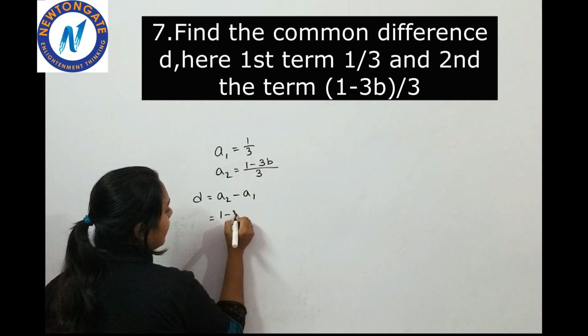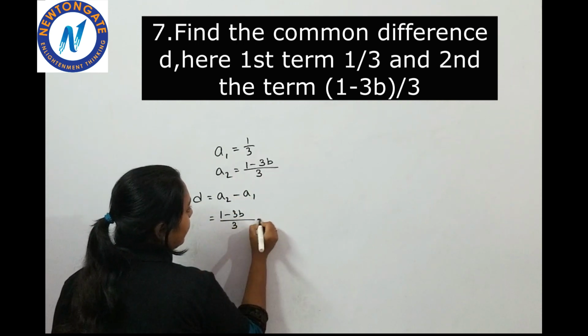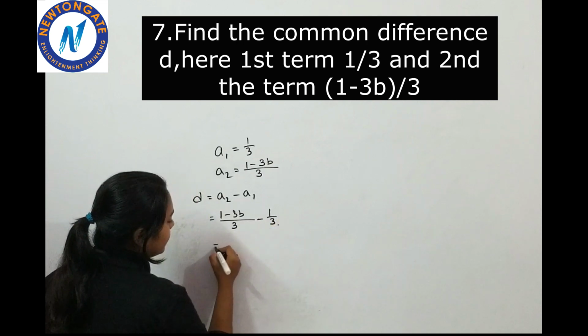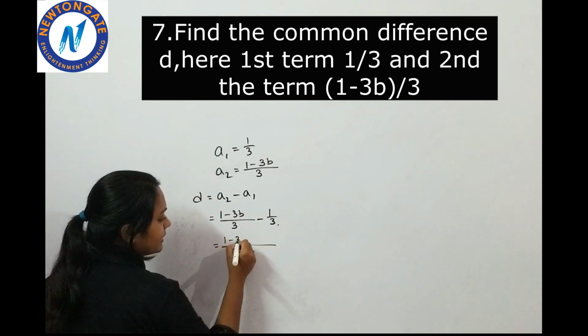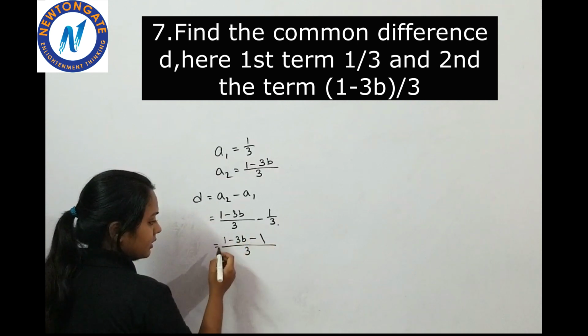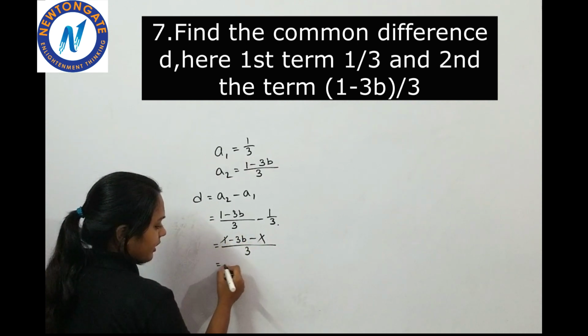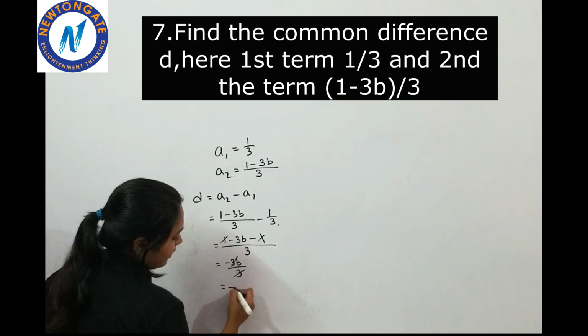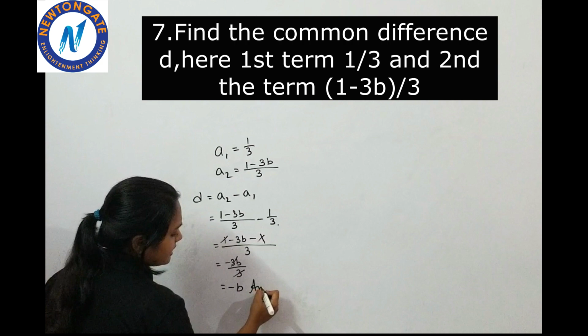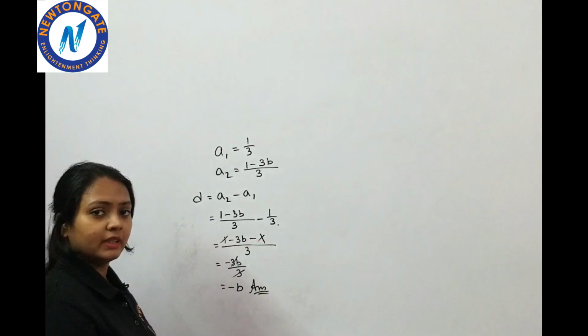Then D means A2 minus A1. That is (1 minus 3b) by 3 minus 1 by 3. The LCM of 3 and 3 is 3. And 1 minus 3b minus 1 is minus 3b, by 3. And here 3 cancels out, and the common difference is minus b, right?